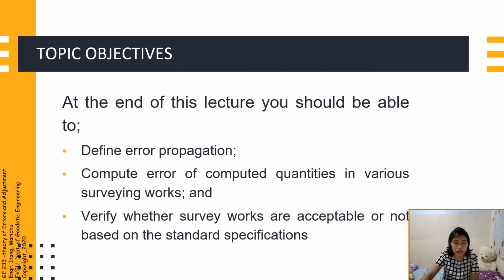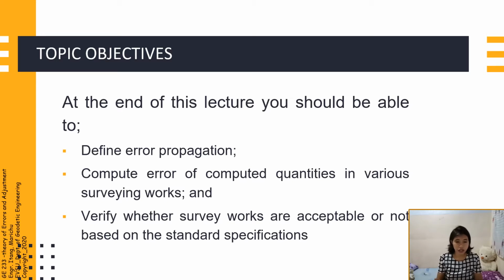Okay, so I have here the start of error propagation. The topic objective of error propagation: first, we are going to define what error propagation is. We're going to compute error of computed quantities in various surveying works. For example, if we're going to compute the area, we multiply two quantities, for example, the length and the width.